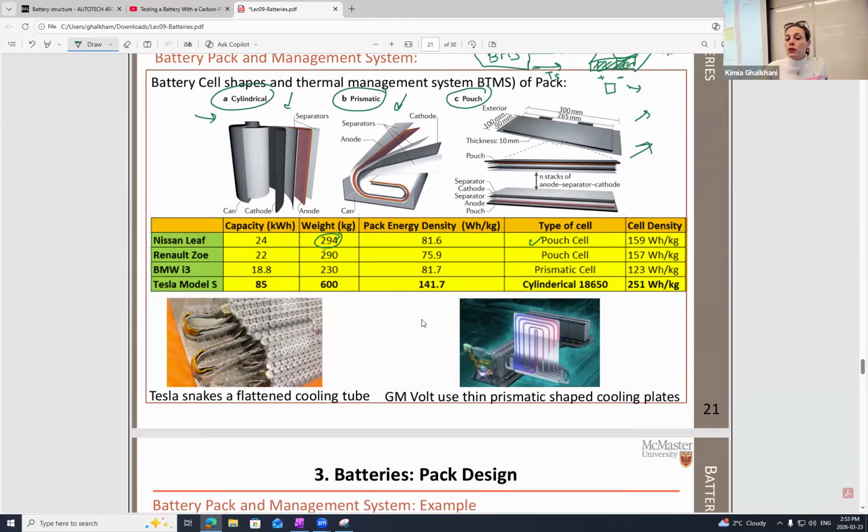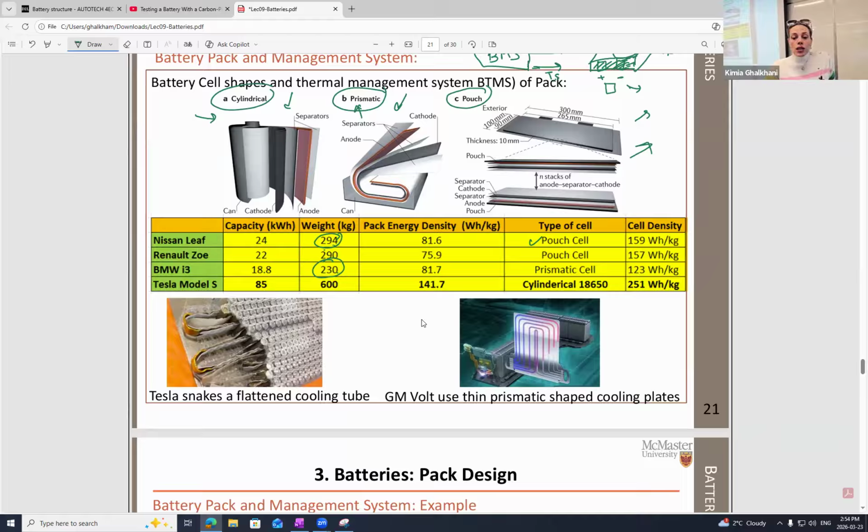And pouch is like this one, which is the thicker one, since they are going to put together a lot of battery cells. Therefore, this is a better choice for such an application. Or maybe BMW. BMW is only 230 kilograms, the whole pack, the total number of modules being added to the pack. Cells in BMW are just prismatic cells.